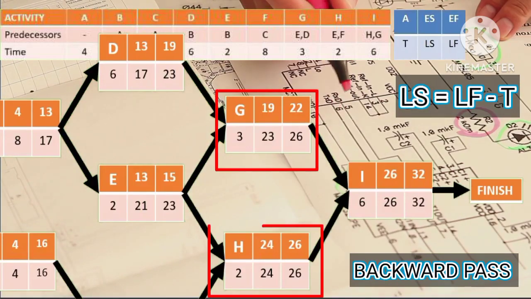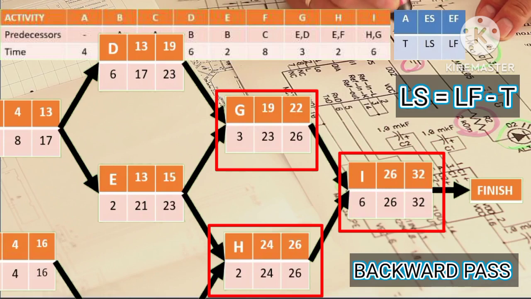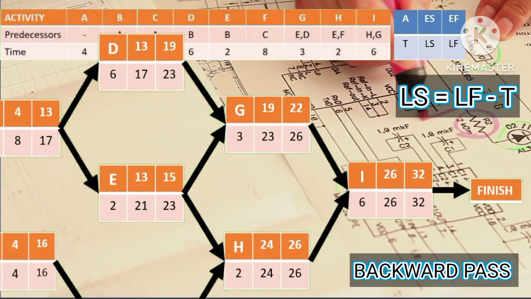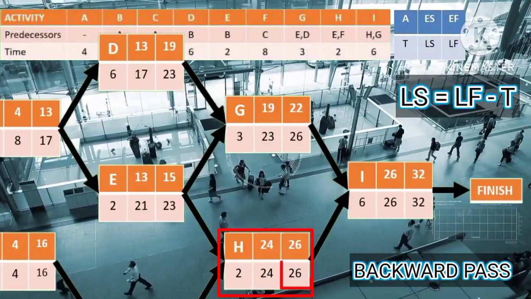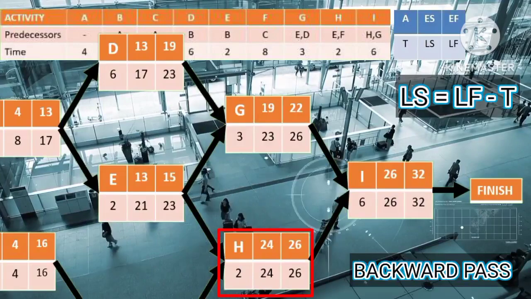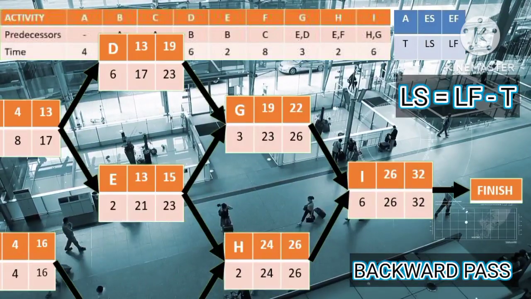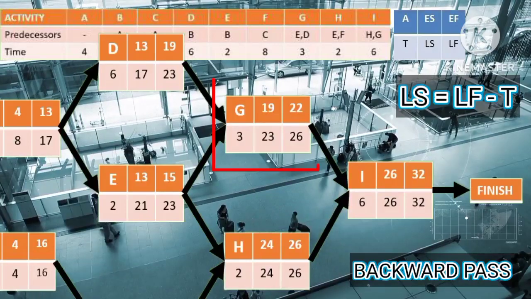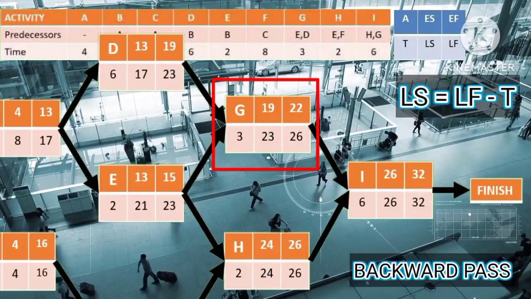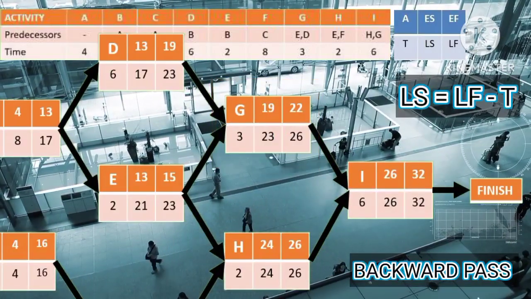Now for G and H, having one successor which is I, so the latest start time of G and H is 26, which is the latest start time of I. Then since the latest finish time of H is 26 and the activity time of H is 2, the latest start time of H is 26 minus 2 equals 24. Then since the latest finish time of G is 26 and the activity time of G is 3, the latest start time of G is 26 minus 3 equals 23.